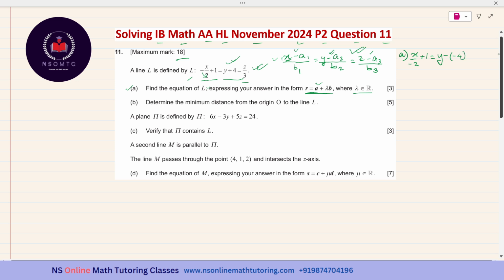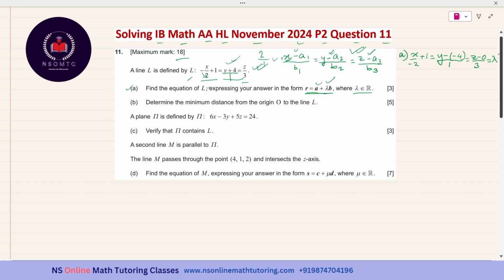And what will be the denominator? The denominator will be 1, because if you have any integer, suppose it is 2, 2 can be written as 2 over 1. So whenever you have an expression that is divided by 1, the denominator is 1. And z over 3 should also be written in this format. So z minus what should be subtracted? Obviously 0. So z minus 0 over 3. This should be equal to some parameter. The question has the parameter as lambda, so I am writing lambda.